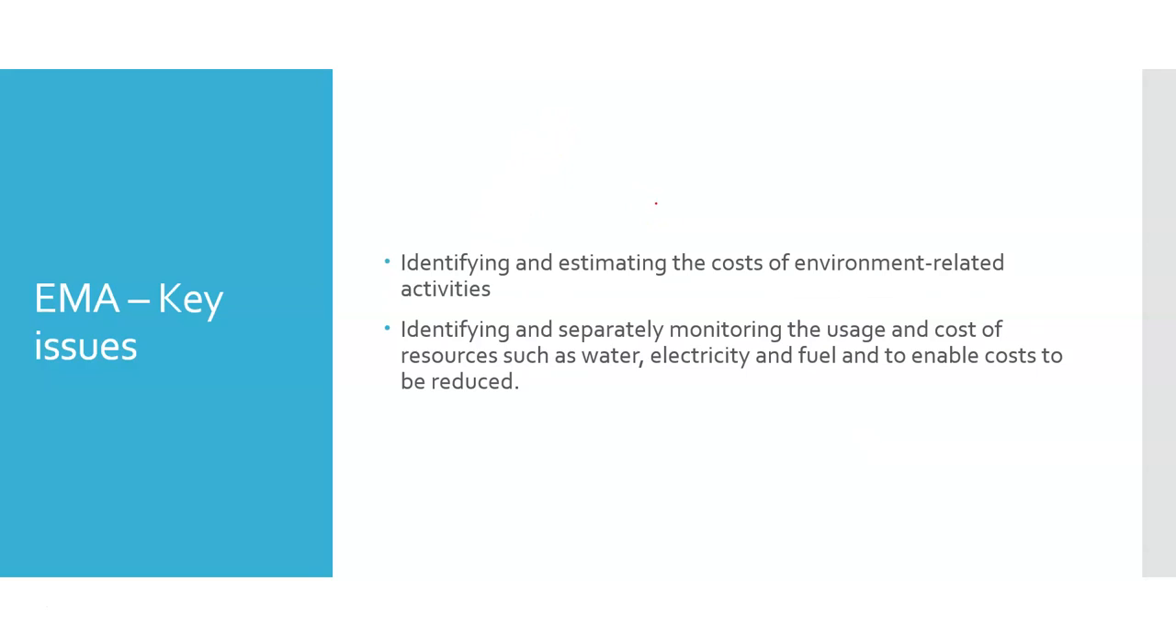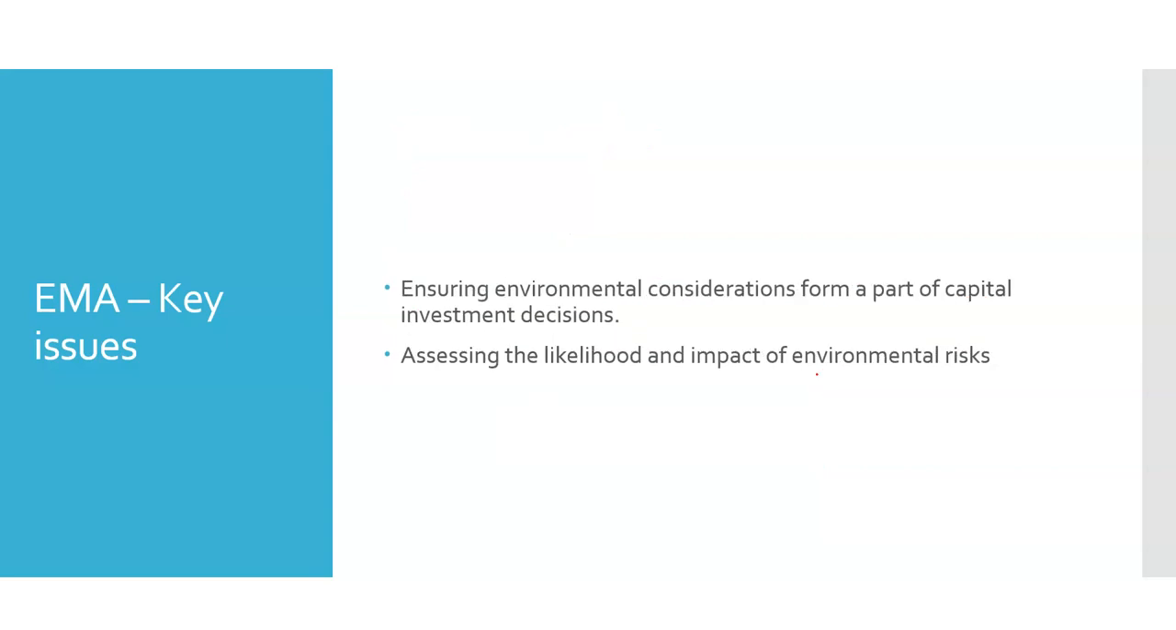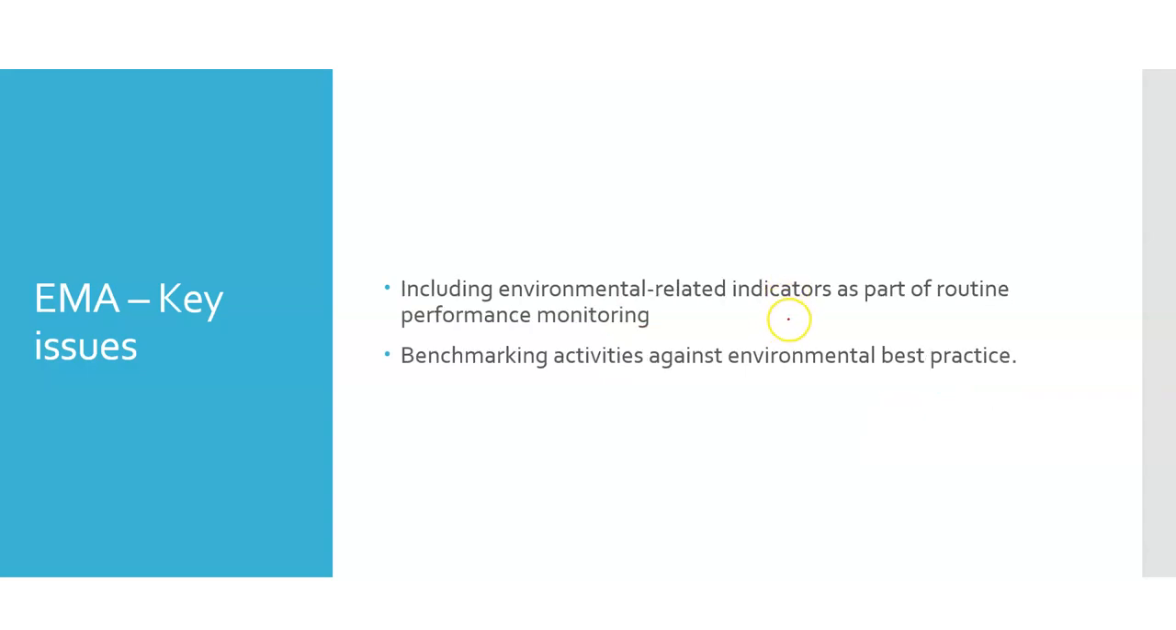Right, so let's carry on. Again, like I say, the aim is to identify and estimate. The aim is to put processes in place to be able to estimate the cost of environment-related activities, identify and separately monitor the usage and cost of resources like water and electricity, trying to reduce these. Ensuring environmental considerations are performed as part of capital investment decisions, assessing risk. I sort of highlight all of this.